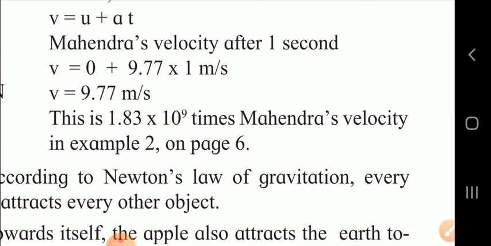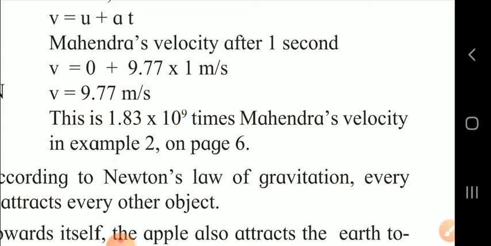But a similar situation exists for the artificial satellites which are revolving around the earth. The moon and the artificial satellites which orbit the earth also attract the earth towards themselves. But just as the apple falls toward the earth only, and the earth does not go toward the apple, in the same way they also do not fall on the earth.